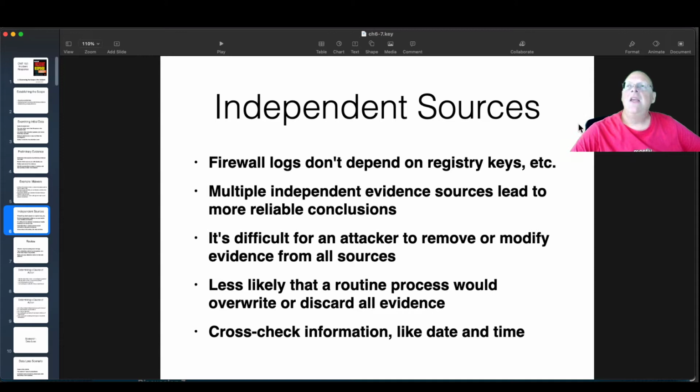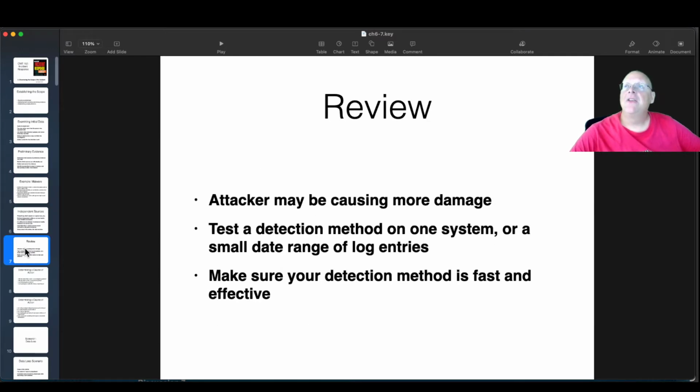So if you can get multiple independent sources, it's better. Then you'll reach more reliable conclusions. And of course, the attacker might be trying to cover their traces. So they might, for example, delete the Windows event logs, but they probably won't be able to delete the firewall event logs or your archives on your Splunk server or something. So by cross-checking information, you may learn things that the attacker tried to conceal. They might still be in the system, causing more damage.